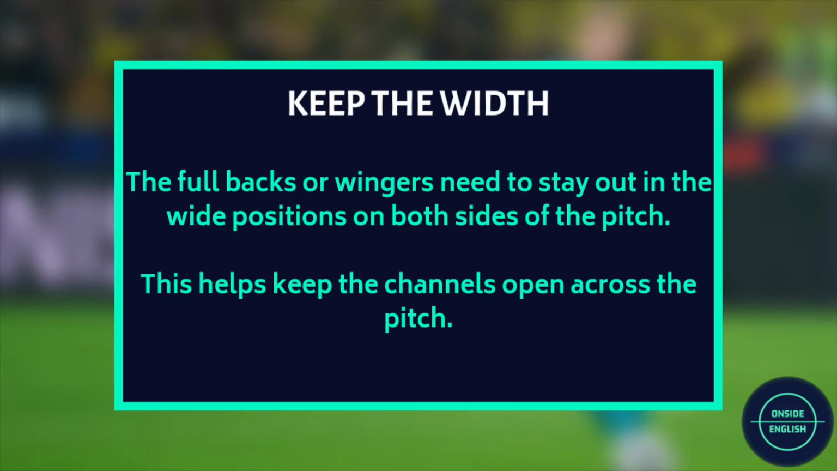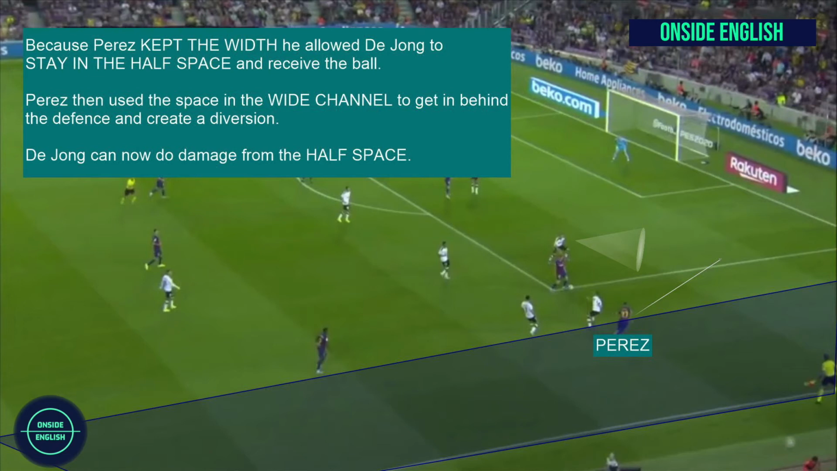Keep the width. This is a phrase you can use to tell the fullbacks or wingers to stay out in the wide positions on both sides of the pitch. This helps keep the channels open across the pitch. So in this example, because Perez kept the width, he allowed De Jong to stay in the half space and receive the ball. Perez then used the space in this wide channel to get in behind the defence and create a diversion. De Jong can now create a chance from the half space.